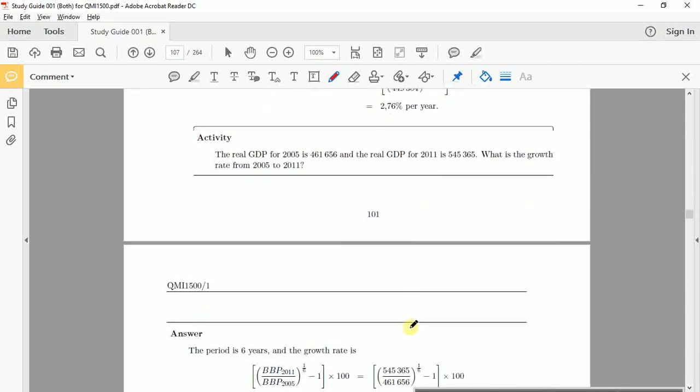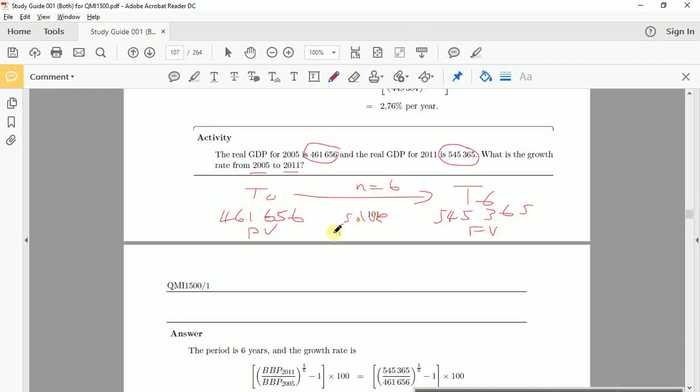Should we do this one? Let's do this one. The real GDP for 2005 is that. The real GDP for 2011 is that. What is the growth rate from 2005 to 2011? So T0 was what? Present value. How many years is that? 6. Future value. N is obviously 6. Solve for I. Can you work out I? No. Grab the calculator. Try. If I find the I, I'll work it out.